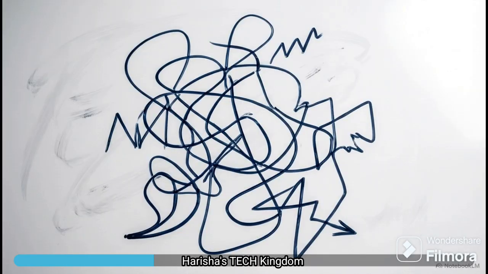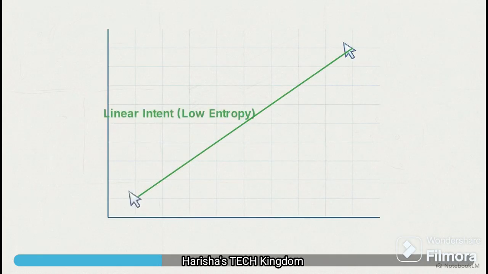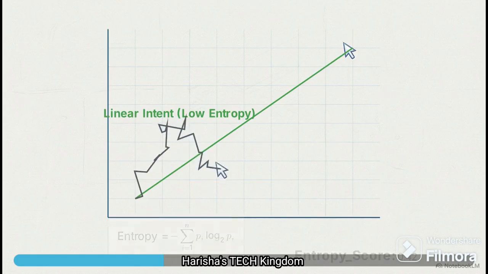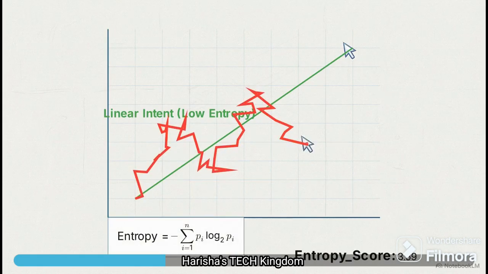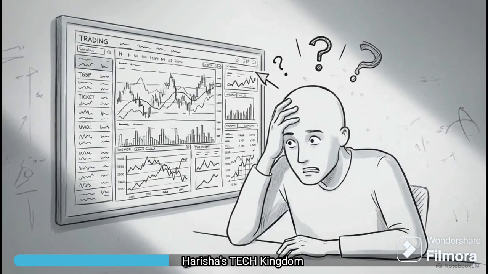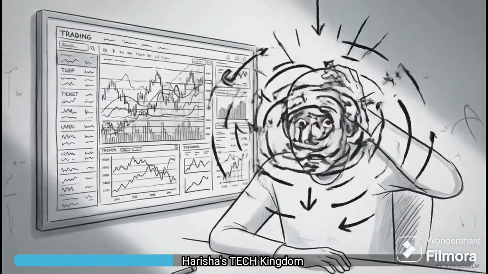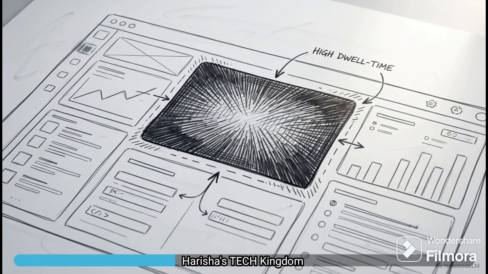To measure broader navigation efficiency, the system monitors a metric called path entropy. This scatterplot compares a direct, low-entropy path against a tangled, high-entropy one. Highly erratic or non-linear cursor movements are quantified mathematically as a high-entropy state. A high-entropy score signals to the system that the user is lost or overwhelmed by the current density of the UI. The third vector is dwell-time interest mapping, used to establish a hierarchy of user intent.